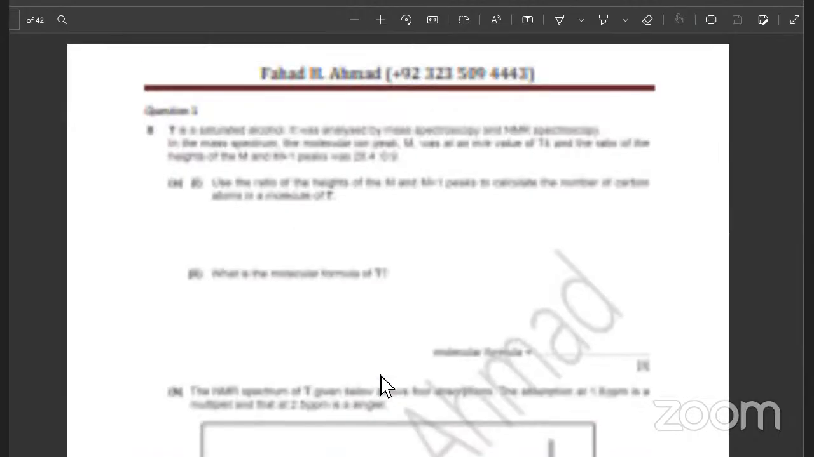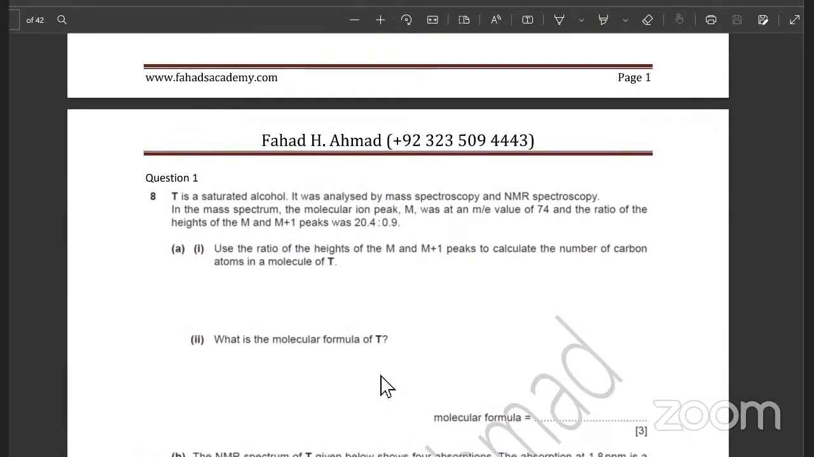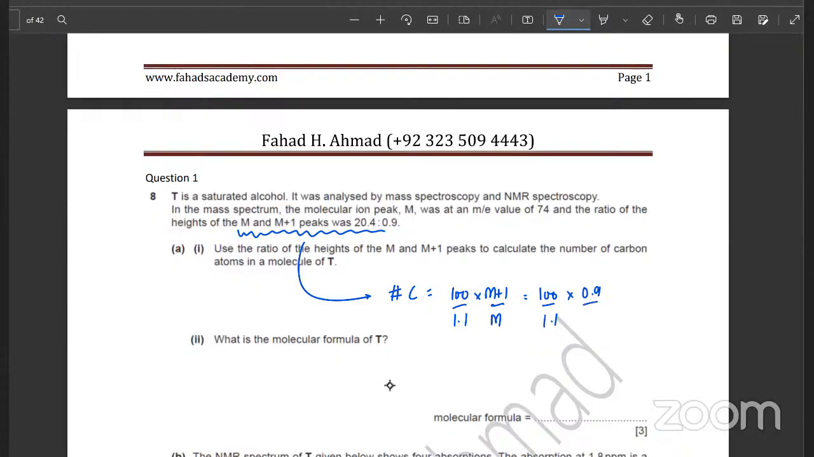This whole question is an A2 question, but the very first thing is, if you know the M+1 ratio, you can figure out the number of carbon atoms. What's the formula? That's 100 over 1.1 into the M+1 height divided by the M height. So it's going to be 100 over 1.1 into 0.9 divided by 20.4. So what do you get? How many carbons do you get for this?